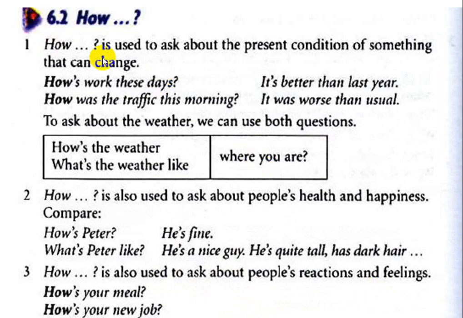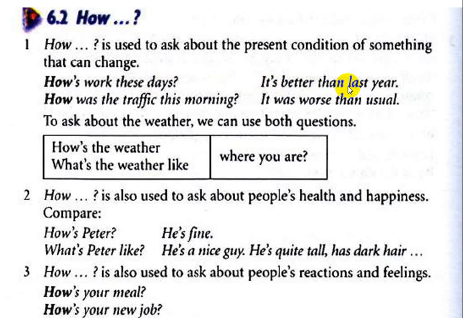How? How is used to ask, first of all, number 1. How is used to ask about the present condition of something that can change. We use how to ask about the present condition, the current or present state, of something that can change. For example, how's work these days?